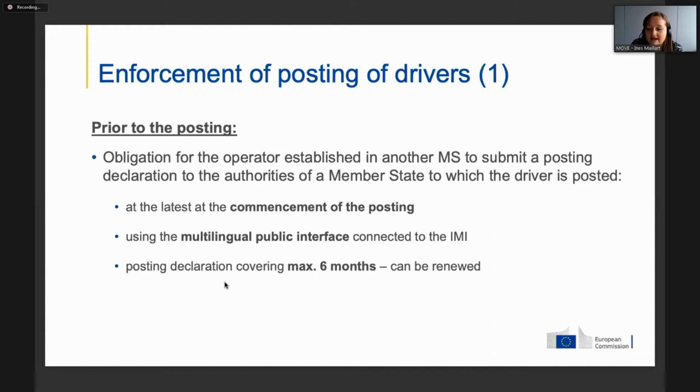The interface that the operator will be using will be multilingual, so all the EU languages will be possible to choose. And the posting declaration can be made for minimum 1 day up to 6 months. It can also be renewed if needed at the end of the 6 months. Next slide, please.